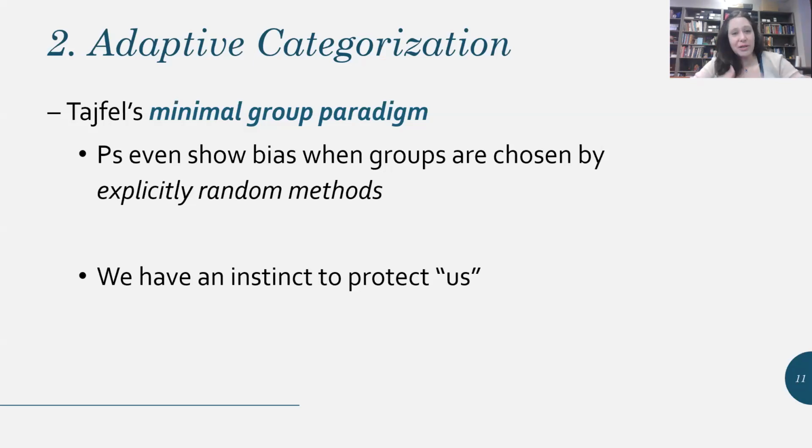So now he's done this 3 times using 3 different kinds of groups, and he decides this is really pretty good evidence that we prefer our own groups, even when the groups don't mean anything. Even though we know the group is random, we still have this basic instinct to protect our own group. That makes sense from an evolutionary point of view. We want to protect ourselves, and that means we want to protect our groups. So that's the idea of adaptive categorization, the idea that these categories are adaptive or evolutionarily beneficial to us.